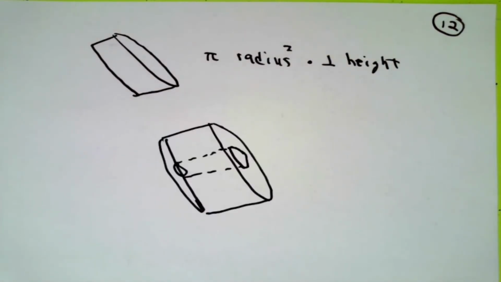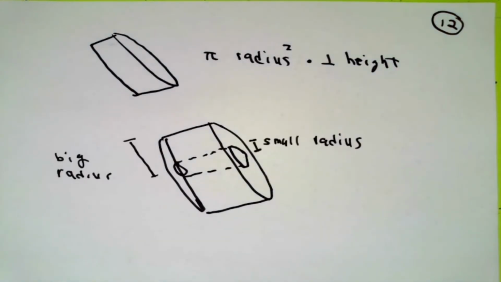We still have the same perpendicular height, that hasn't changed, but we have removed some of the volume. How much depends on the radius of this hole that we've drilled down the middle of it. I'll think of the radius of the original as being the big radius, and the radius of the piece that we've drilled out will be the small radius. The volume occupied by this three-dimensional shape is the volume that we had originally minus the volume that we took away.